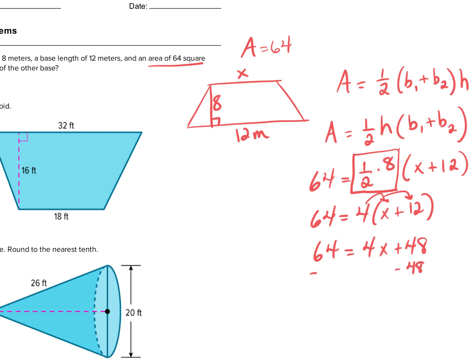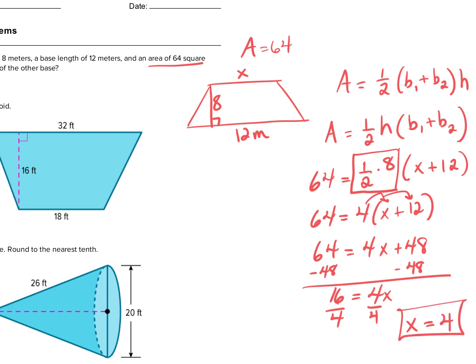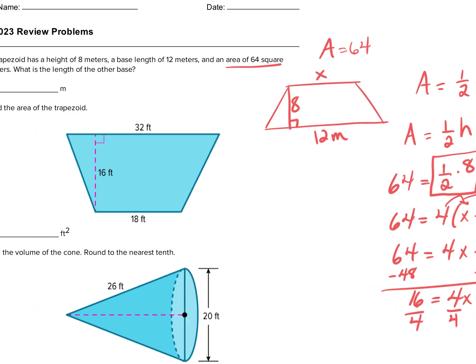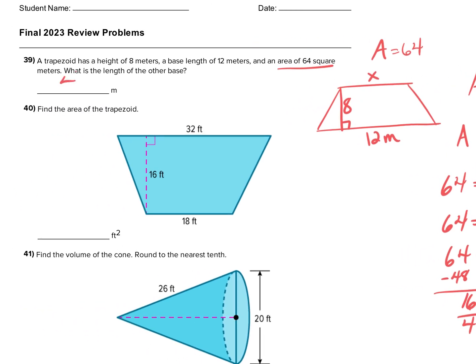To solve for x, I'm going to subtract 48 from both sides. And when I subtract 64 minus 48, I get 16. Divide both sides by 4, and what I get is x is equal to 4. So that is the length of my other base.